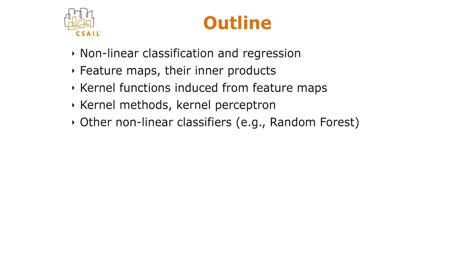Expanding feature maps into very high dimensional ones carries a computational disadvantage, and we'll show how you can avoid that by using something called kernel functions. And we will then generalize our linear methods to kernel methods, in particular considering for simplicity just kernel perceptron. And briefly towards the end, we'll also look at some other nonlinear classifiers.